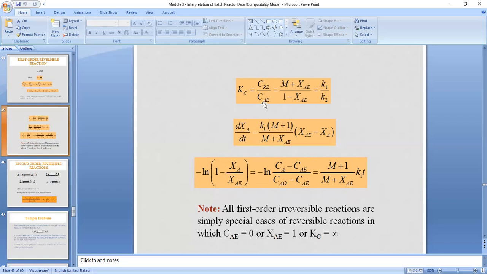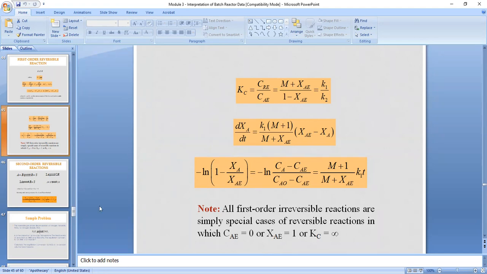Actually, this one is only copied from here, because if CAE is 0, K sub C is already infinity. If this is 1, this will also be division by 0 and you will have an equilibrium constant which is infinity. What does this imply? Meaning, the forward direction dominates in terms of speed the reverse reaction. It's just like the reverse reaction is no longer occurring, or if it is occurring, its rate is really insignificant compared to the rate of the forward reaction. That is why it's written here that your first order irreversible reaction is a special case of a first order reversible reaction where the equilibrium concentration of A is 0 and XAE is equal to 1. This one only follows after this two.